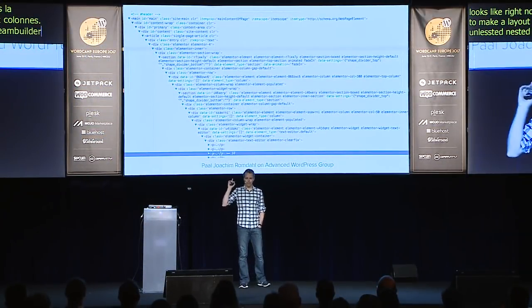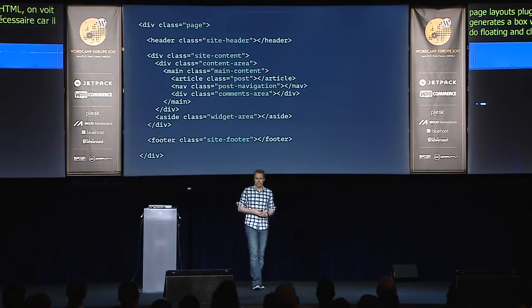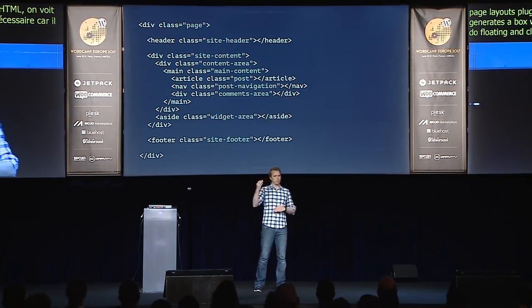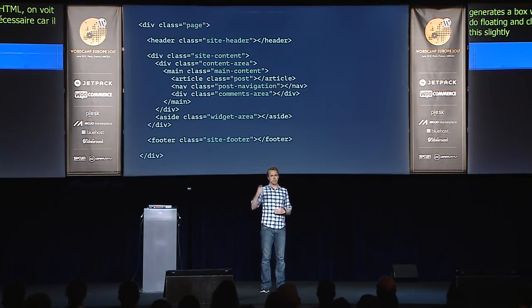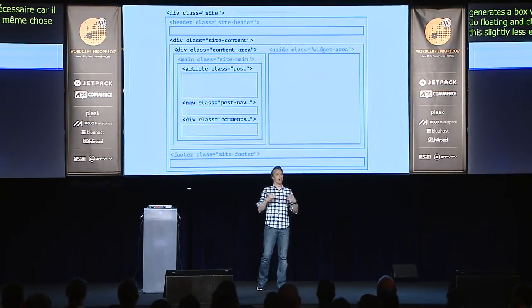I can tell you by looking at this HTML, all of this stuff generates a box with some content in it. But it's necessary because we have to do all this floating and clearing and nesting and nesting and nesting. Underscores does the same in a slightly less extreme version. When you look at the overall markup of underscores, there's a bunch of elements within underscores that are there solely for the purpose of layout.